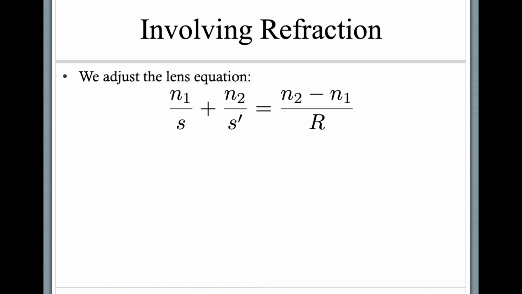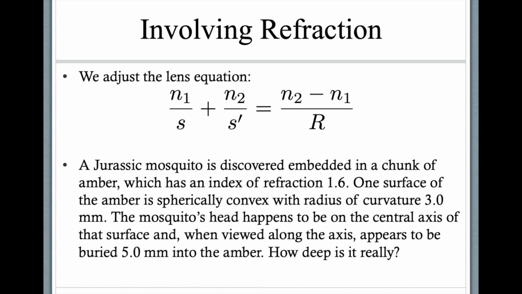This is usually involved in equations where you want to solve for the position of amber, which you will see in your homework. Here's an example from the textbook. A Jurassic mosquito is discovered embedded in a chunk of amber, which has an index of refraction of 1.6. One surface of the amber is spherically convex, with the radius of curvature 3 millimeters. I will be plugging in minus 3 into the equation because of the shape. The mosquito's head happens to be on the central axis of the surface, and when viewed along the axis, appears to be buried 5 millimeters into the amber. How deep is it really?